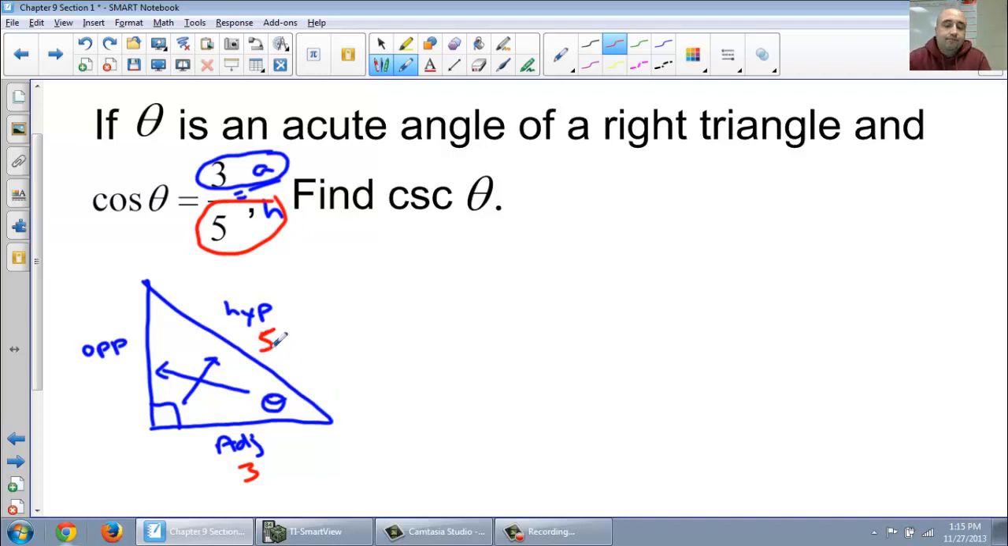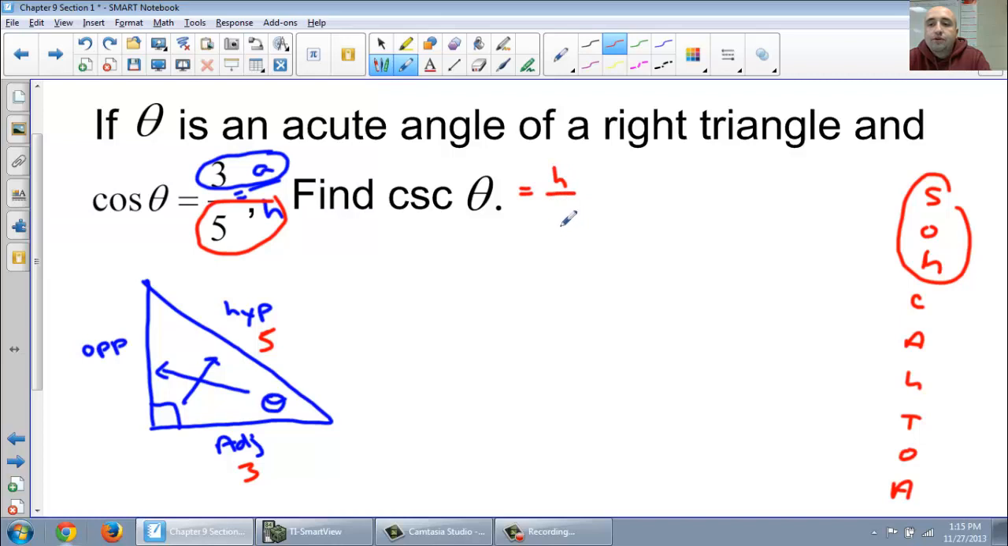Now, what does it want? It wants cosecant. What is cosecant? Cosecant is the reciprocal of sine, remember? So if we go back to SOHCAHTOA, it goes along with sine. If sine is opposite over hypotenuse, cosecant is going to be hypotenuse over opposite. Okay? So we already know what our hypotenuse is. It is 5. We still need to figure out the opposite. So we're going to need to figure out what this missing side is.